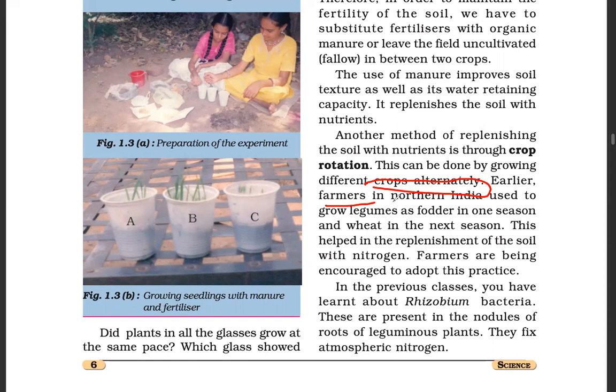Earlier, farmers in northern India used to grow leguminous plants as fodder in one season and wheat in the next season. As I told you, once wheat, then leguminous plant, once wheat, then leguminous plant. If you don't know the meaning of leguminous plant, it is the dal ki fasal, dal wali fasal. This helped in the replenishment of the soil with nitrogen. Farmers are being encouraged to adopt this practice.